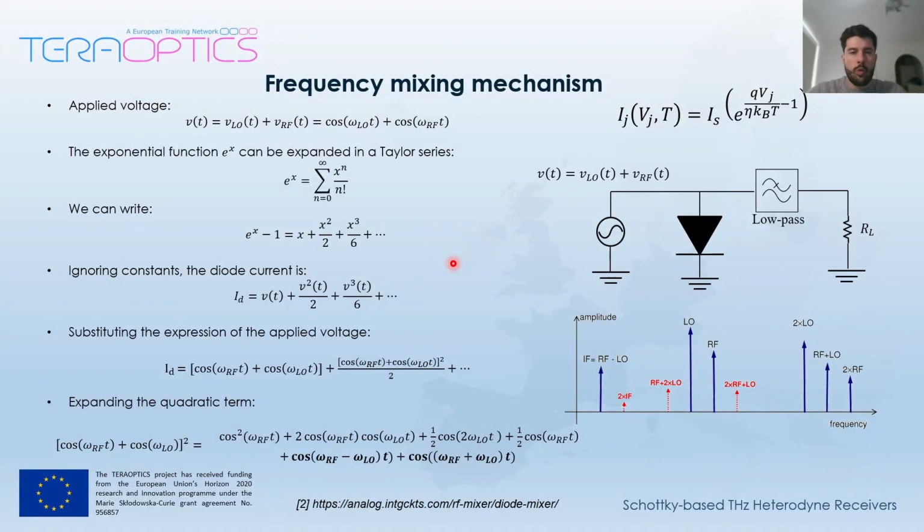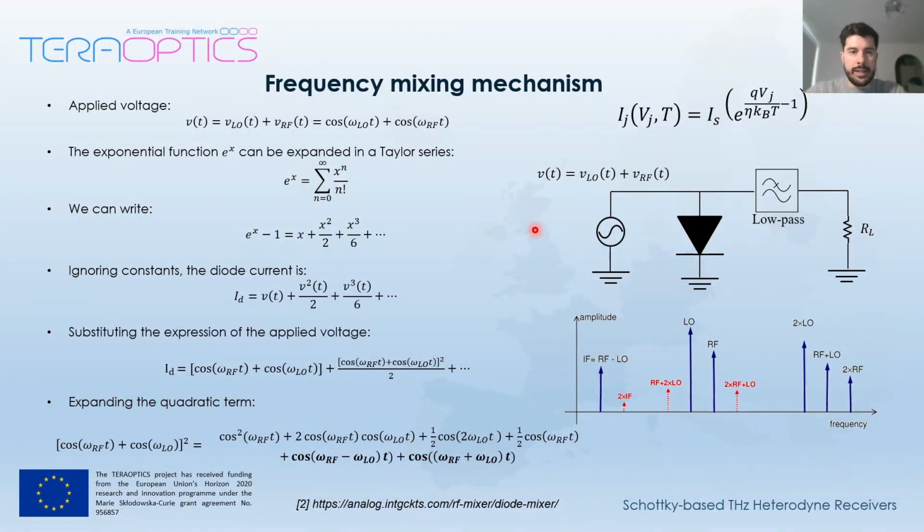Okay, so we have a Schottky diode that can reach terahertz operation, but now the question is, how do we use this to build a heterodyne receiver, so to down-convert signals? And that's what we are going to see here. For this explanation, we will assume this circuit where we have a voltage source, our Schottky diode, and then a low-pass filter with a load resistor.